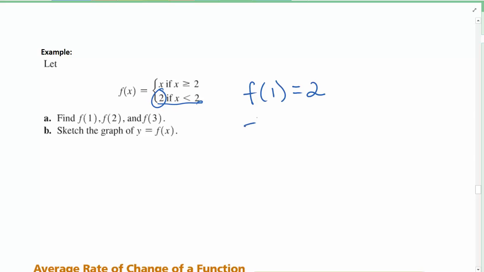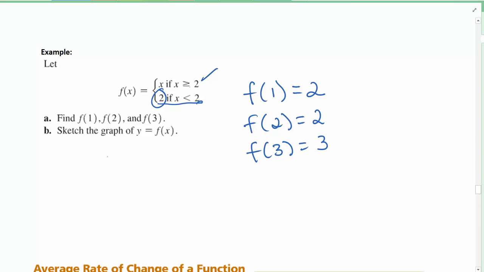Now f at 2 is going to fall into this top part of the graph, which is for x is greater than or equal to 2. You're going to do f at x equals x, and so you're going to plug 2 in there, and you're just going to get 2. F at 3 is going to be, all right, let's plug 3 in. Well, 3 is greater than 2, so we're going to use this equation again, and when you have a value that's greater than 2, you say f of x equals x. So in this case, f of 3 will equal 3.